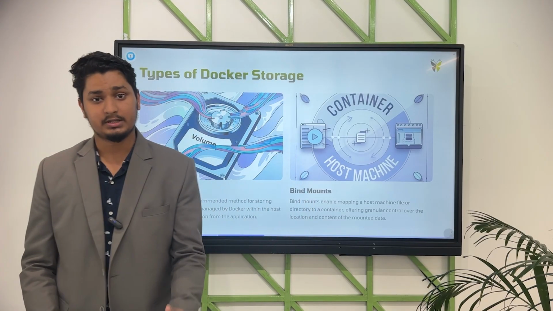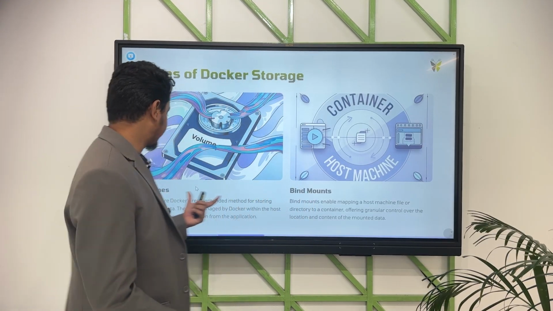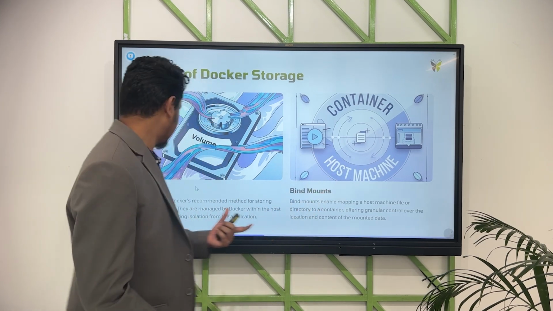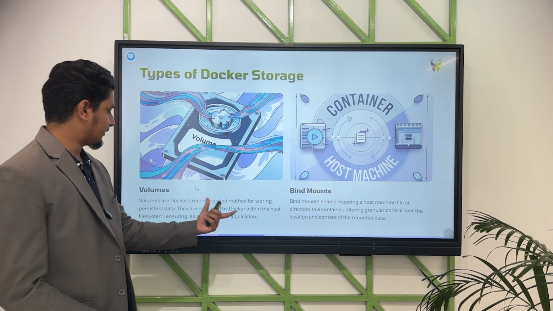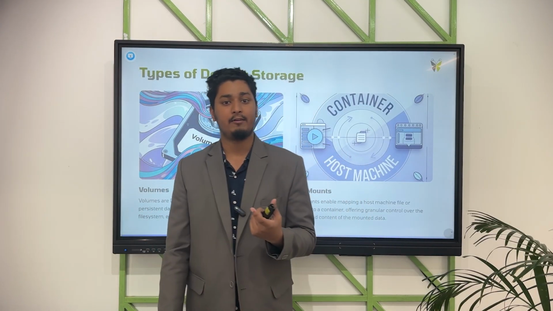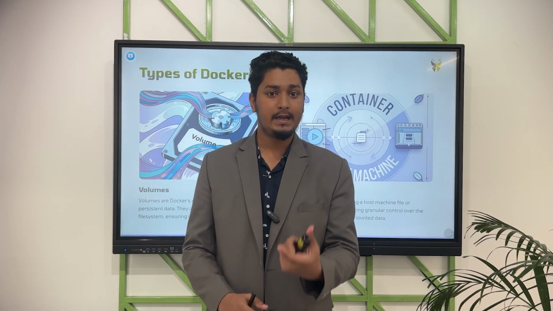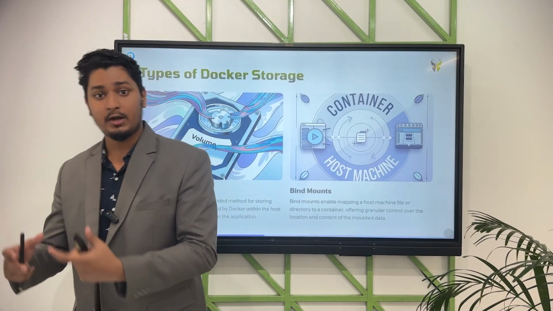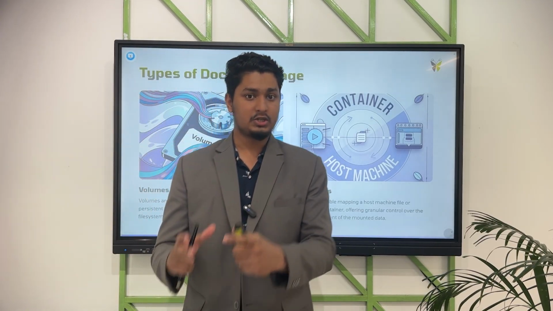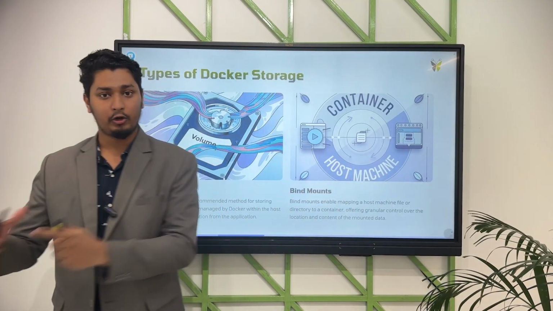Now, types of Docker storage. What are the Docker storage types? First one is volume, second one is bind mounts. Volumes we have already seen in the previous slide. Volumes are Docker's recommended method for storing persistent data. What is persistent data? For example, I have a server, an EC2 server. In that I have deployed my container and my Docker application, and I have mounted my Docker application to persistent data, a persistent volume basically.